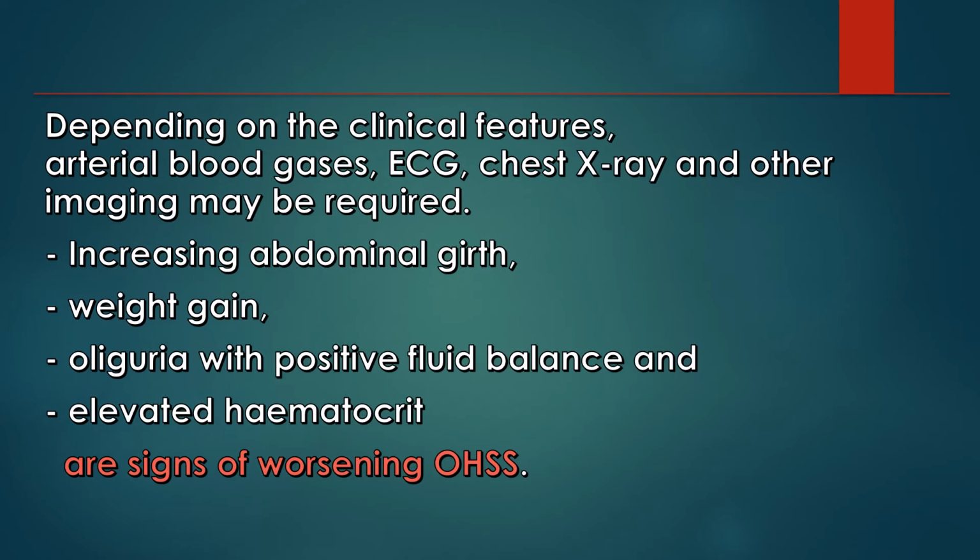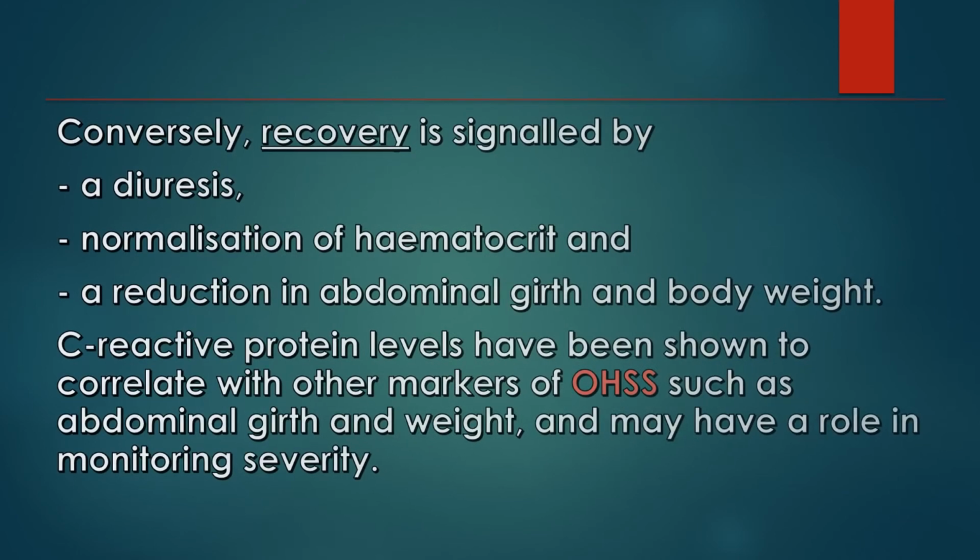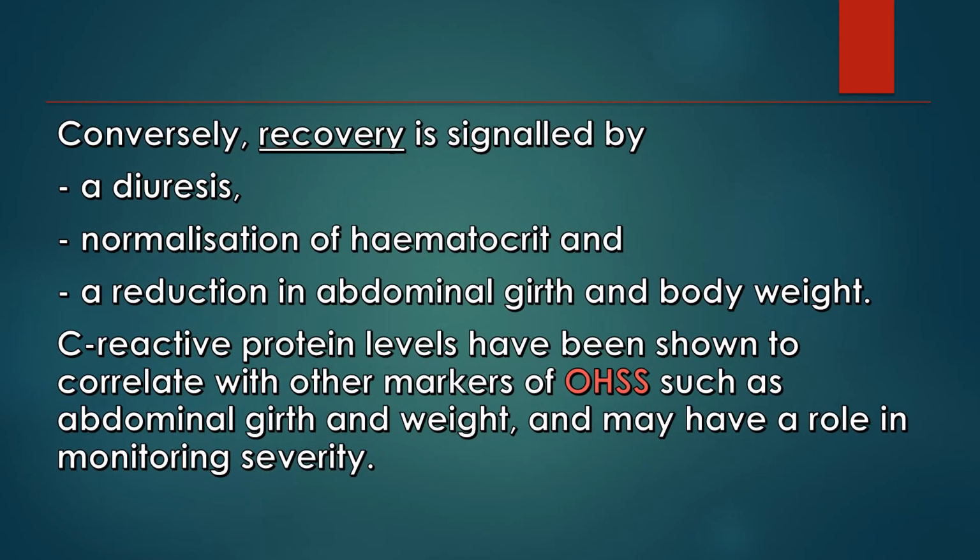Increasing abdominal girth, weight gain, oliguria with positive fluid balance, and elevated hematocrit are signs of worsening OHSS. Conversely, recovery is signaled by a diuresis, normalization of hematocrit, and a reduction in abdominal girth and body weight. C-reactive protein levels have been shown to correlate with other markers of OHSS such as abdominal girth and weight and have a role in monitoring severity.